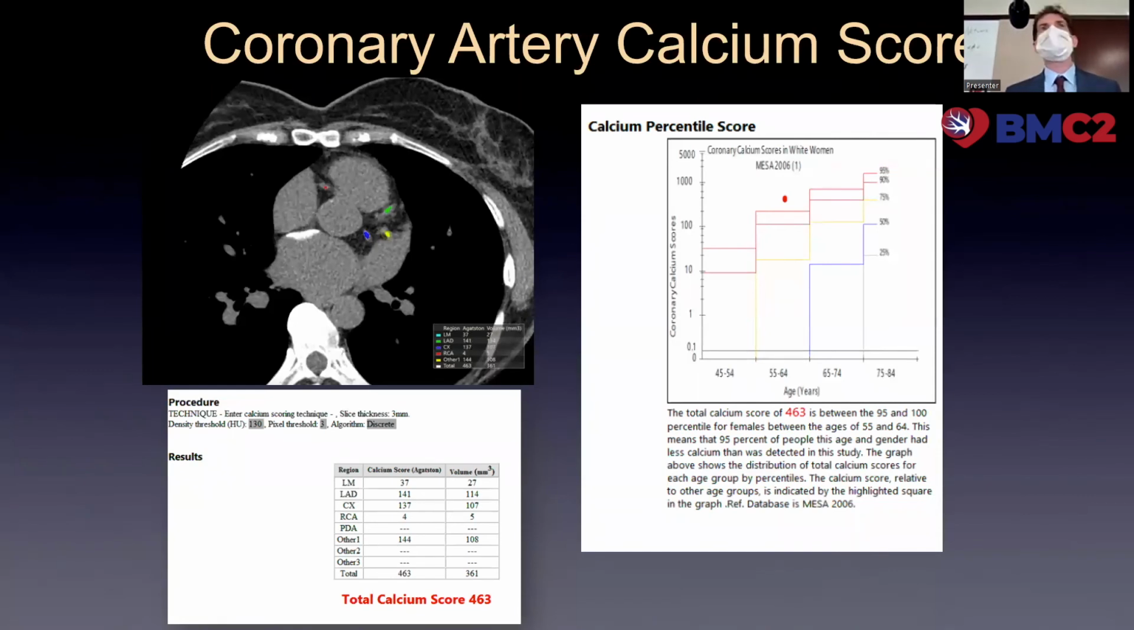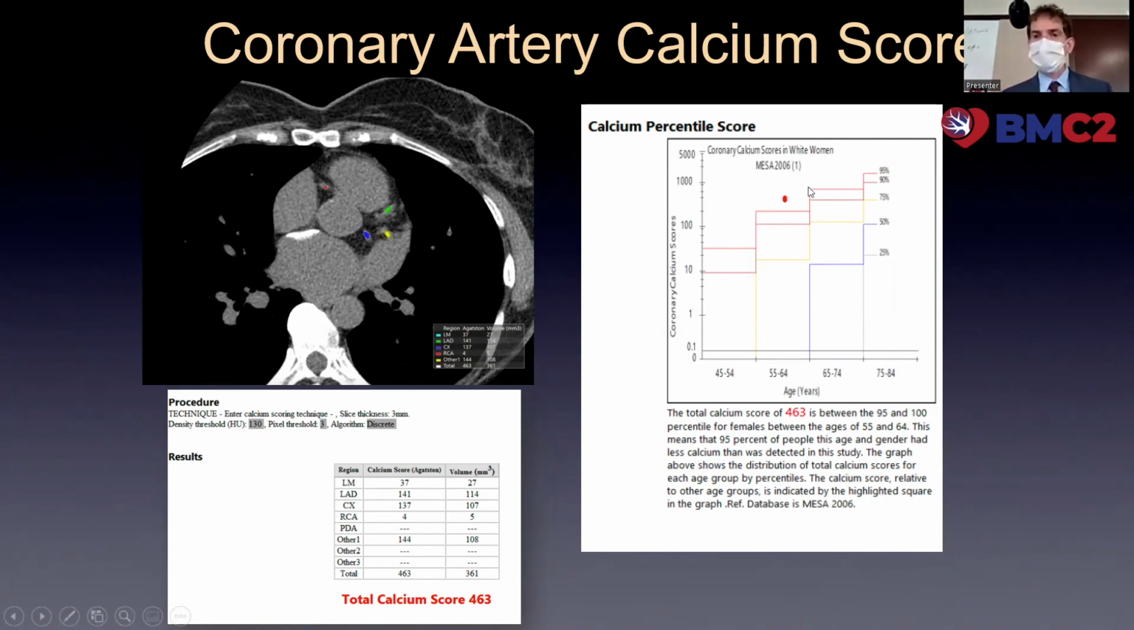Calcium scoring looks at whether there's calcium in the coronary arteries and adds up how much calcium is present. We know from a lot of data that if you have a lot of calcium in your arteries, that puts you at higher risk than if you have no calcium in your coronary arteries. This is an example of a patient we did last week who had a coronary calcium score that was pretty high, 463.